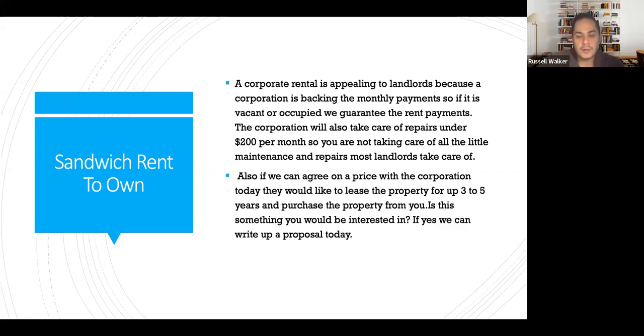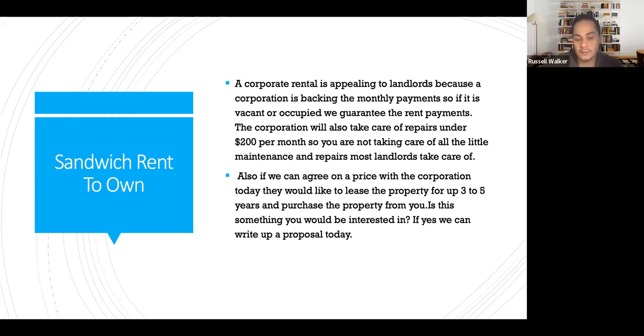Also, if we can agree on a price with our company today, then we would like to lease the property from you for maybe up to 3 years, up to 5 years, and then purchase the property from you. Is this something you'd be interested in? Again, if they say yes, automatically, this is a hot lead. If they say yes to these two questions, this is someone I consider a super hot lead. I would go to the house, make an appointment, and meet the seller at the home.